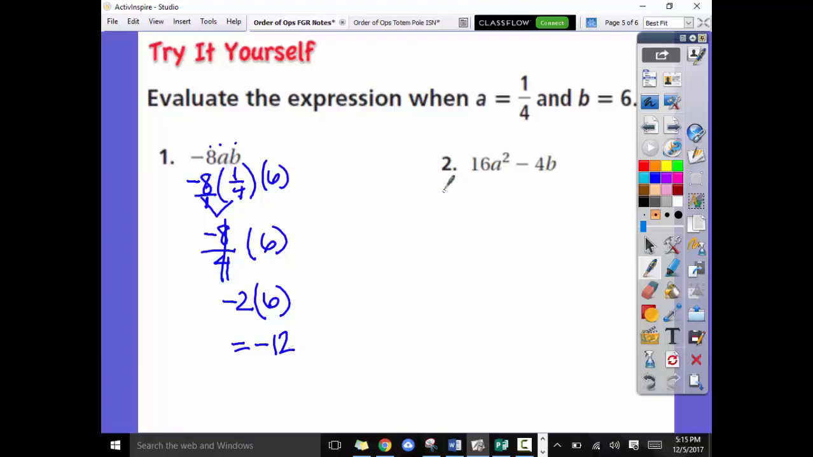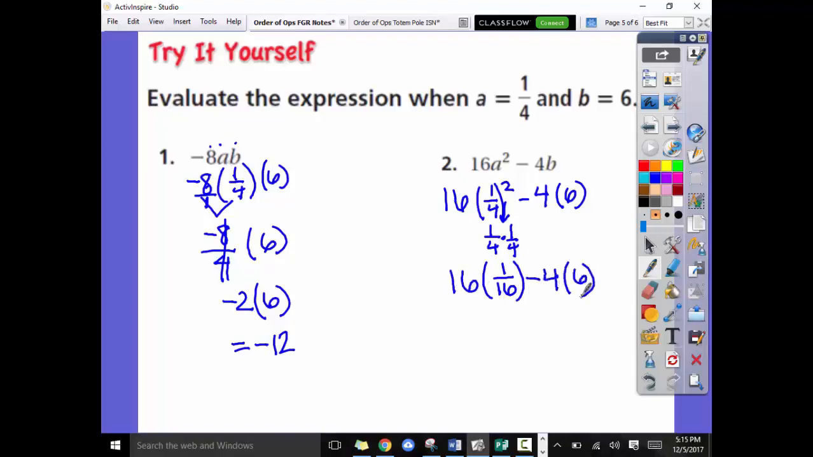Next one, I have 16 times (1/4) squared minus 4 times 6. Okay, first of all, parentheses means inside the parentheses, do any operations. There's nothing there. Exponents. I have 1/4 squared. 1/4 squared is 1/4 times 1/4. 1/4 times 1/4, I do 1 times 1, which is 1. 4 times 4, which is 16. Bring everything else down. So I bring down 16, bring down minus 4 times 6. I cleared out the exponents.